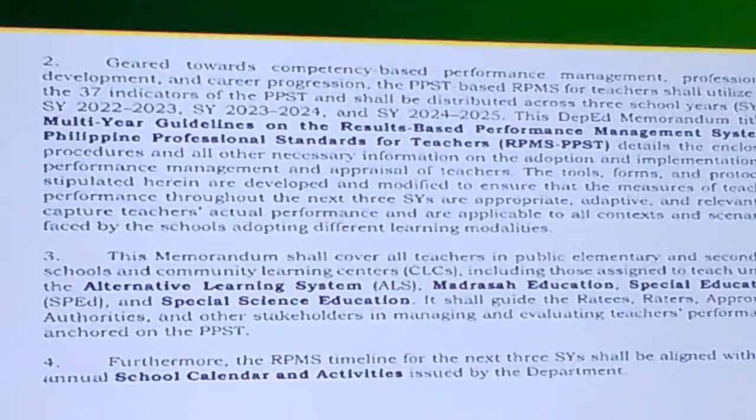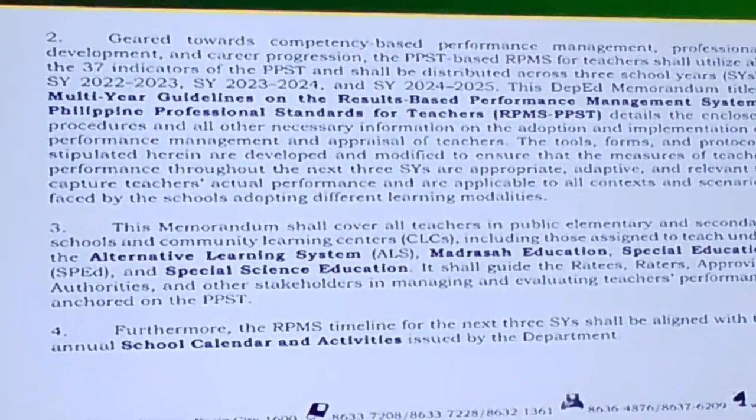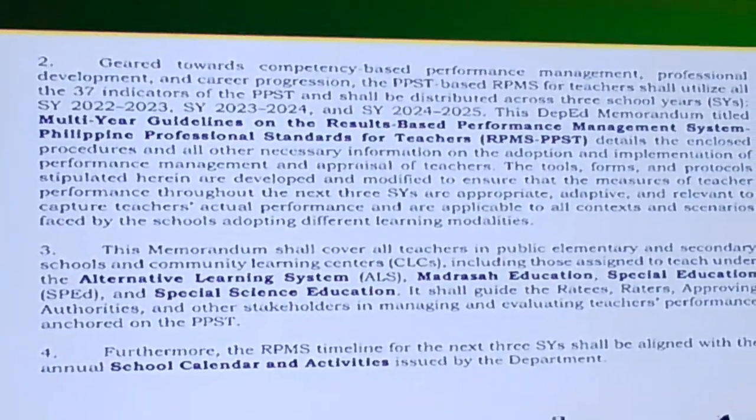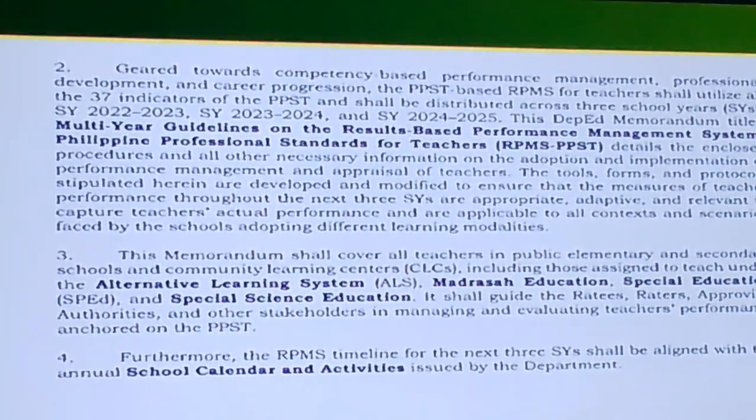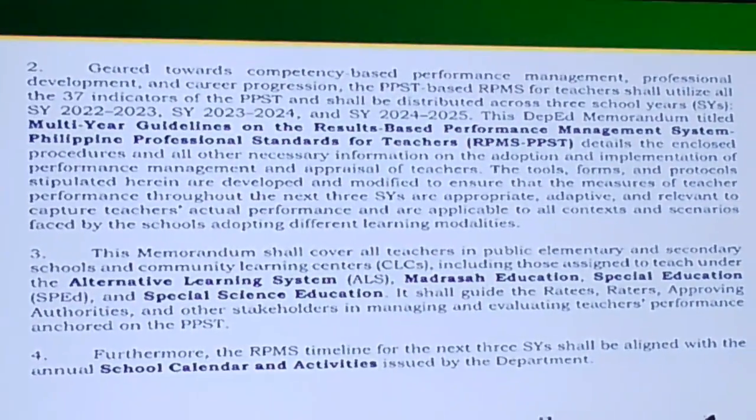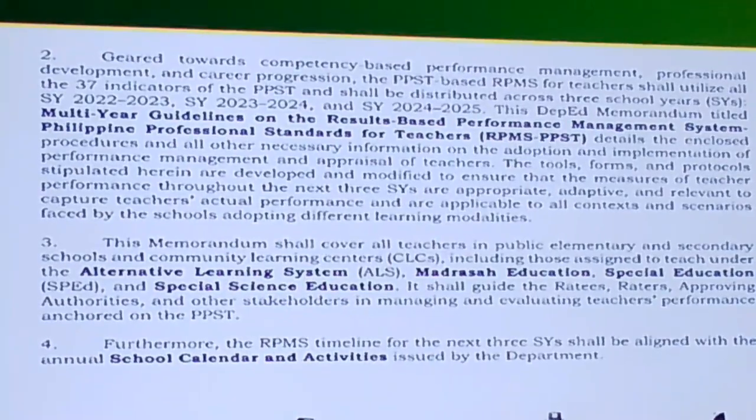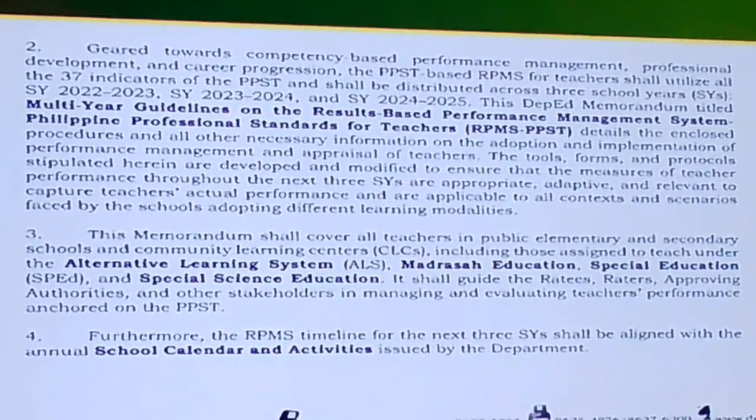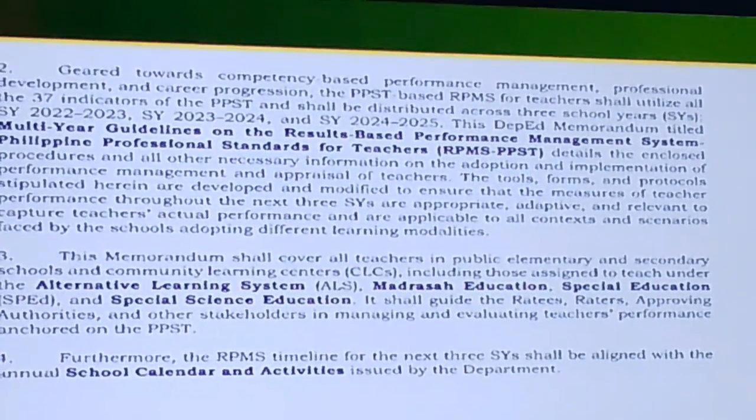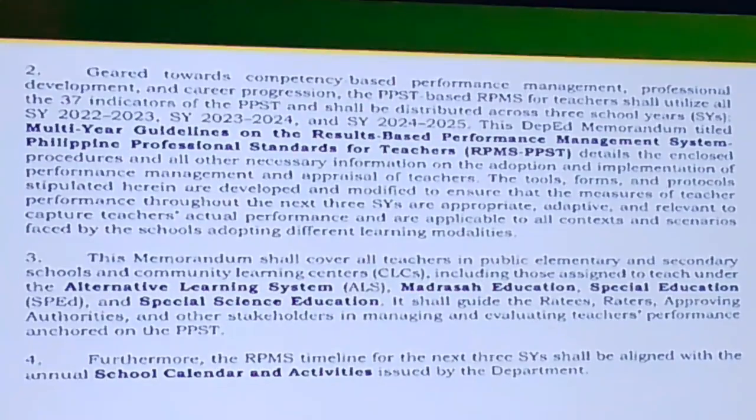Number 2, second paragraph. We're talking about the multi-year implementation of this Deped Order number 8 series of 2023, covering 3 years, specifically school year 2022 to 2023, school year 2023 to 2024, and school year 2024 to 2025, covering all 37 indicators distributed in a span of 3 years.